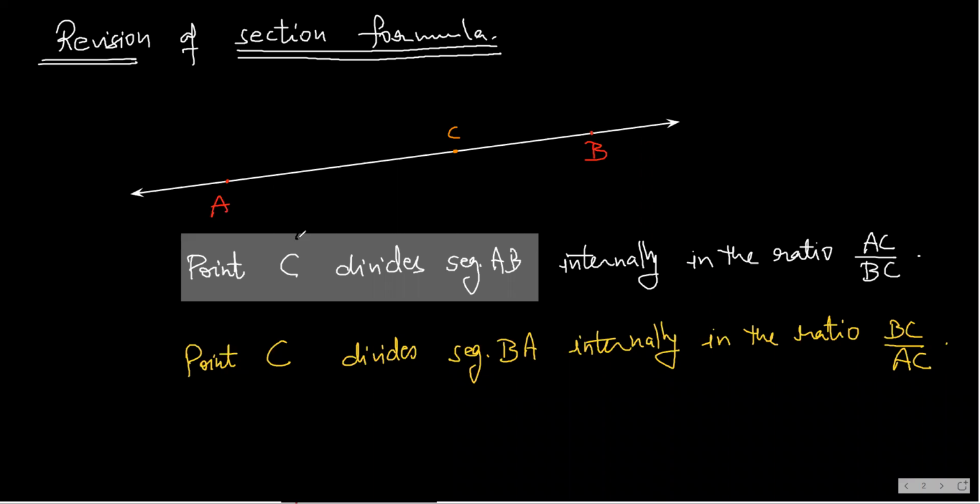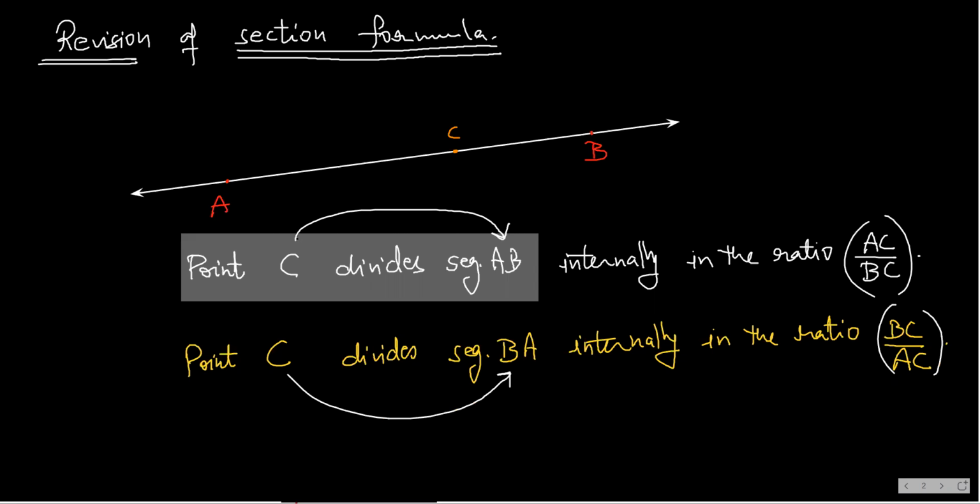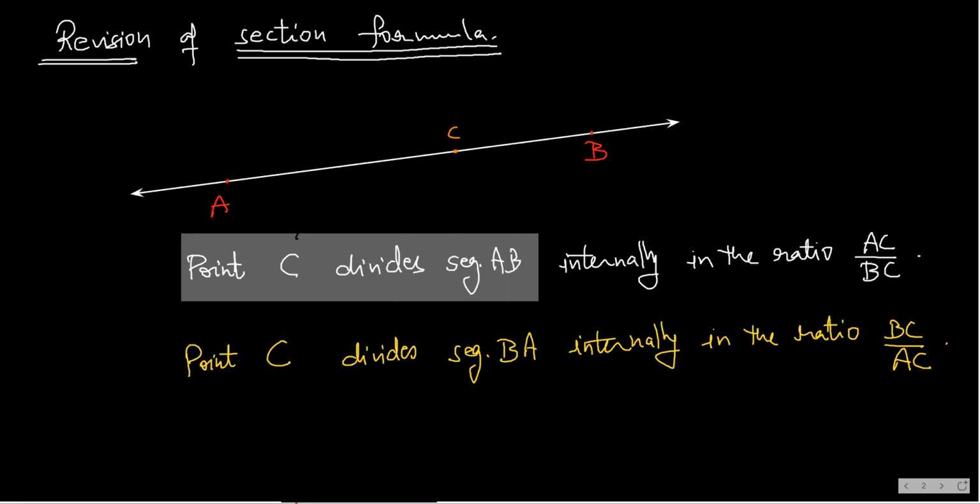So C dividing AB and C dividing BA, the ratios are reciprocal of each other. You have to understand how this is being written. So I will suggest you draw the diagram and write these two statements. These are very, very important concepts. You can pause the video and write the statement.